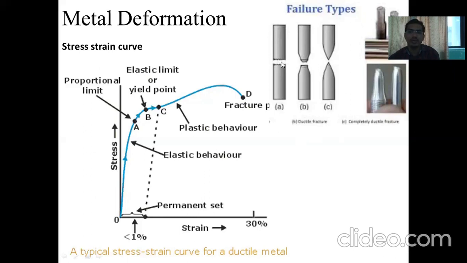ductile material, whereas in brittle material there will be no cup and cone type of fracture. The material will get directly deformed, with direct failure with the minimum amount of deformation in case of a brittle material. So this is the type of failure for the ductile material.